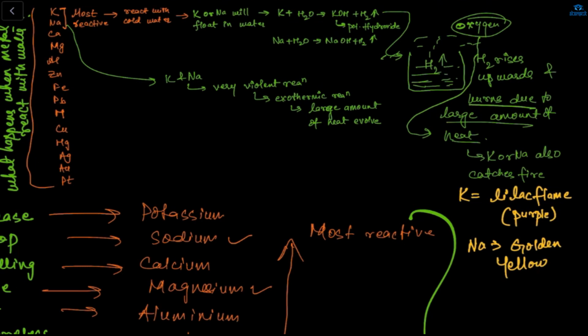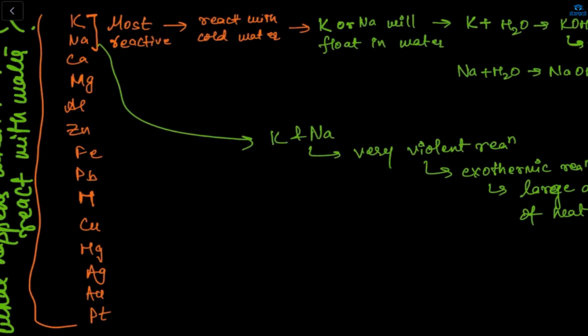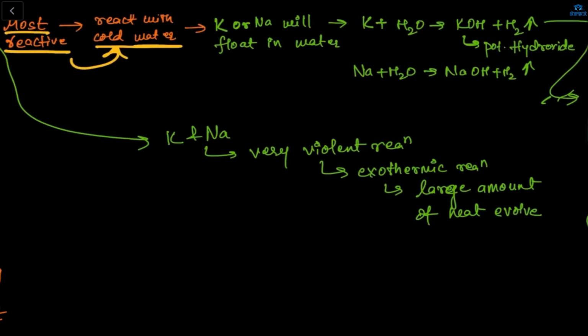Golden yellow flame. Now see, your potassium and sodium are most reactive. That's why they will react with cold water. If elements are less reactive, they need hot water or steam to react. But these two are so highly reactive that they can easily react with cold water also. If they react with cold water, they will float in water.